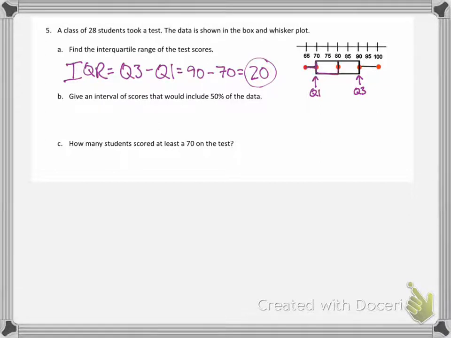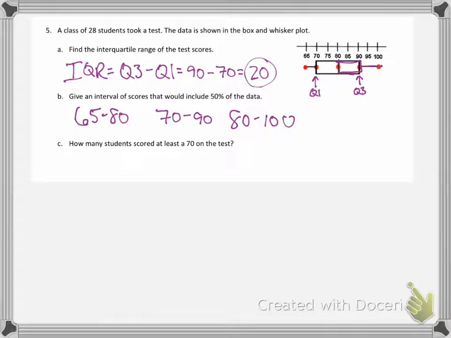From 65 to 80, that would be 50% because that involves 2 pieces of the box and whisker. So 65 to 80 would represent half the scores. I could also say from 70 to 90. Reason being, both pieces of the box, that would be 25 and 25, that'd be 50%. So 70 to 90 would be 50% of the data. And last but not least, 80 to 100, because it's the right side of the box and the far right whisker, that's 25 and 25, that's 50%. 80 to 100 would also represent 50% of the data.